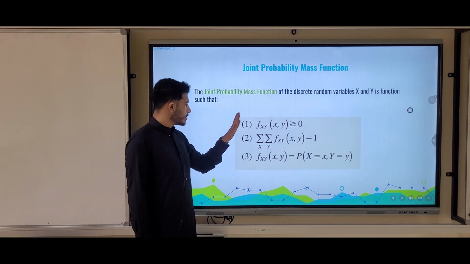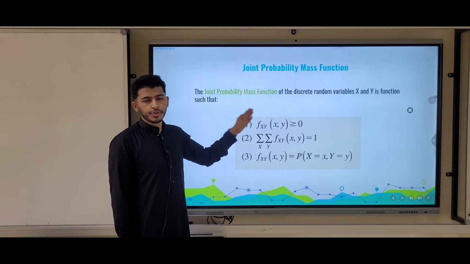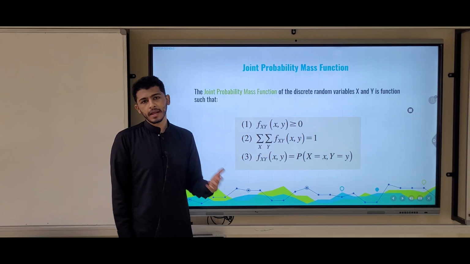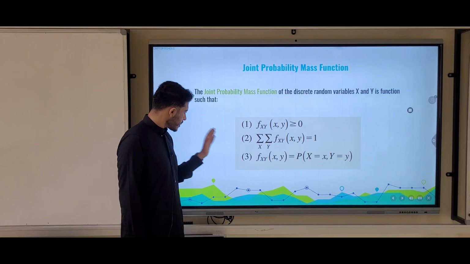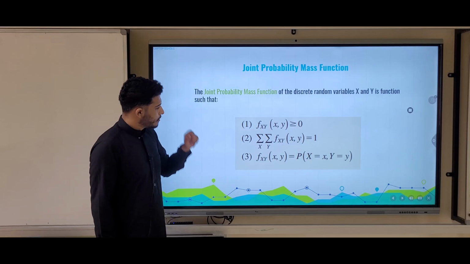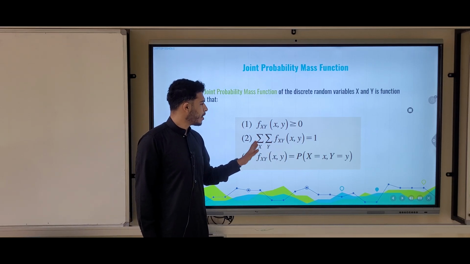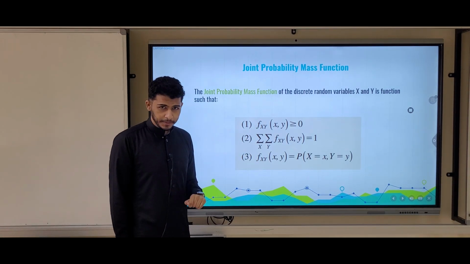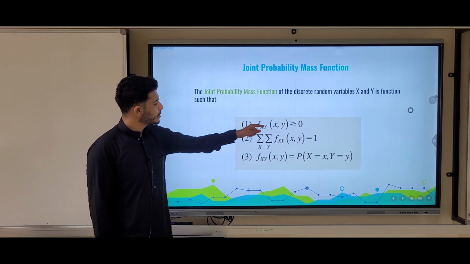So the first one tells you basically that whichever value comes from this function should be strictly non-negative. Okay, so it could be 0, it could be greater than 0, but it should not be negative whatsoever. The second one tells you that if you sum all the possible combinations of X and Y of this probability, obviously in the domain of X and the domain of Y, you should get 1 at the end.